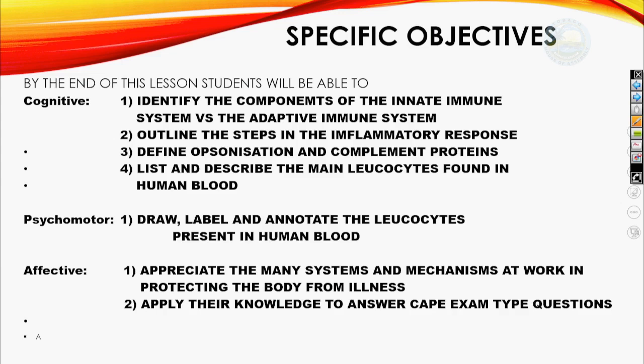List and describe the main leukocytes found in human blood. So we would have looked at the phagocytes, including the neutrophils and the macrophages, and we would have also looked at the lymphocytes, which are part of the acquired immunity. I want you to be able to draw, label, and annotate. So we looked at these cells. I want you to sit and draw them in terms of their sizes.